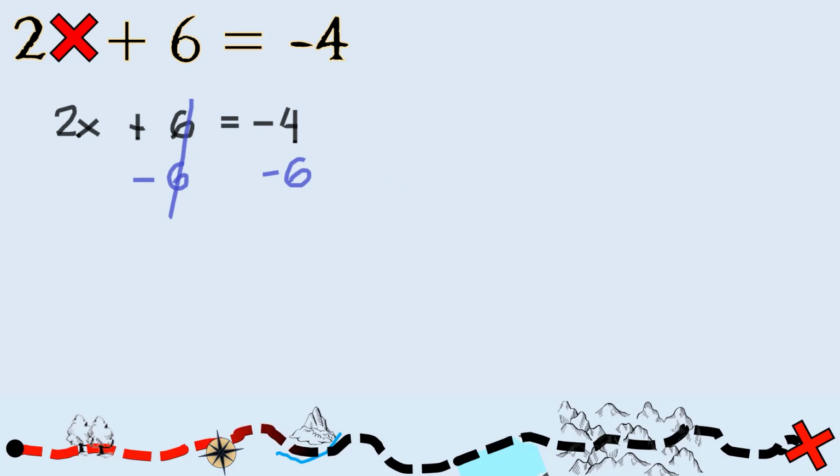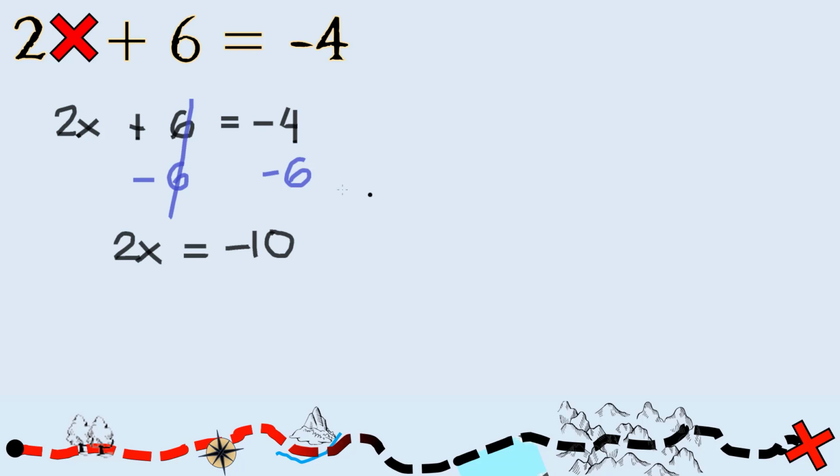That would mean the result on the left-hand side will just be 2x, and our right-hand side will become the result when these two terms are combined. Negative 4 minus 6, you will have here negative 10.